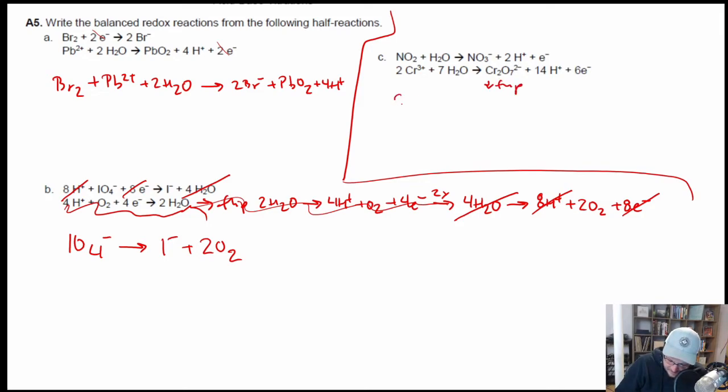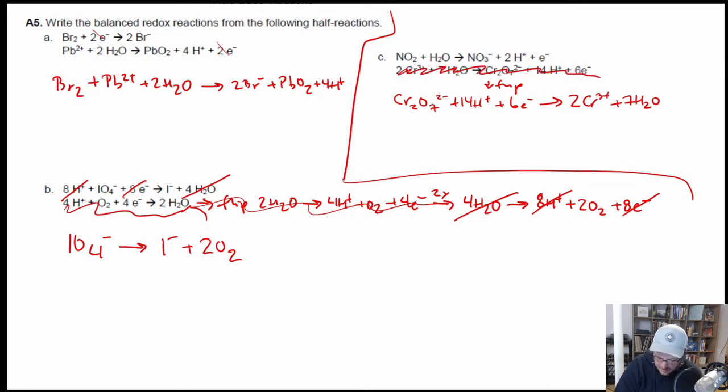So what we get is Cr2O7 2- plus 14H+ plus 6 electrons yields 2Cr3+ plus 7H2O in that case. And so now we need to have the number of electrons balance out, right? Because in the bottom reaction now we have 6 electrons on the reactant side, whereas for the top reaction we only have 1 electron on the product side. And so what we have to do is multiply this by 6.